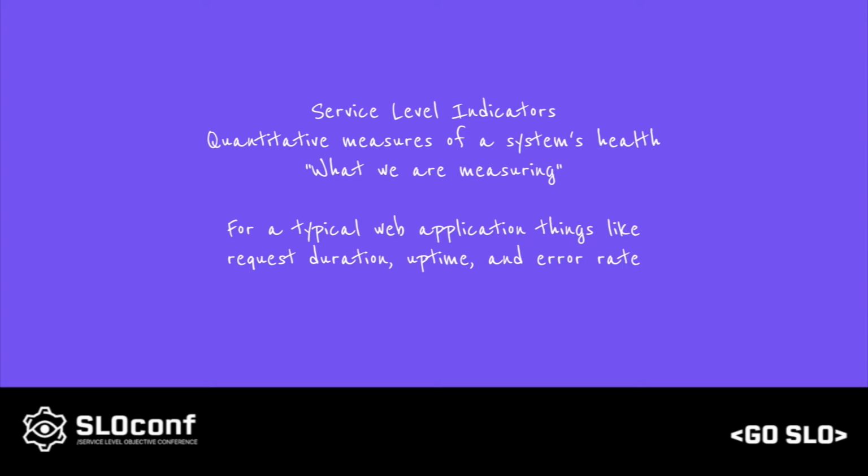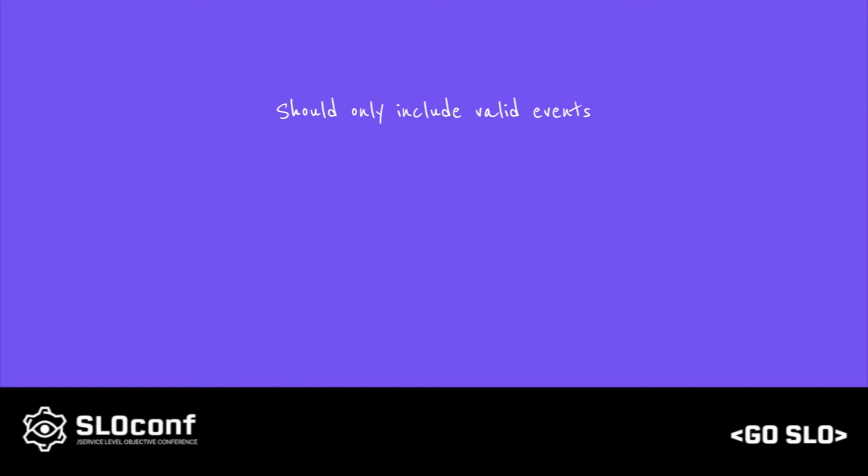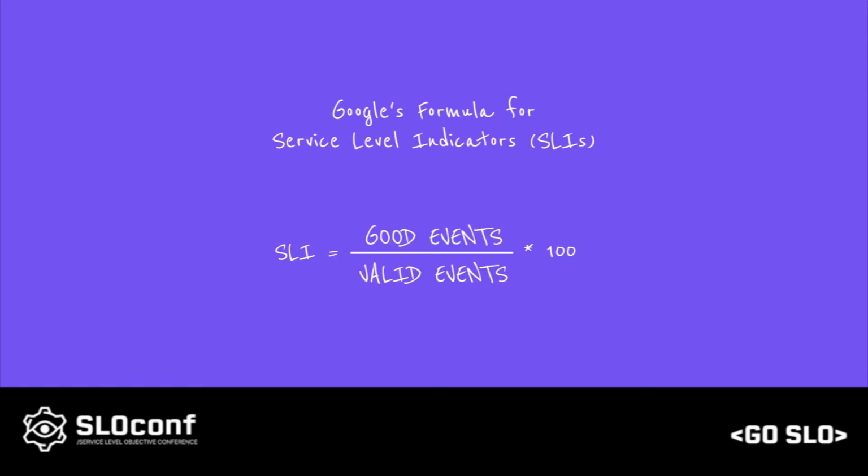What should be included in these SLIs? In most cases, we only want to include valid requests. A good formula to follow when crafting SLIs is available in the Google SRE docs, and they state that an SLI equals the amount of good events divided by the amount of valid events times 100, expressed as percentages.